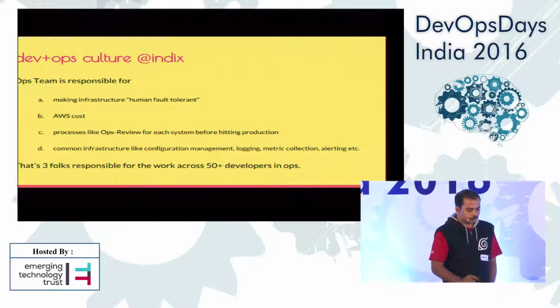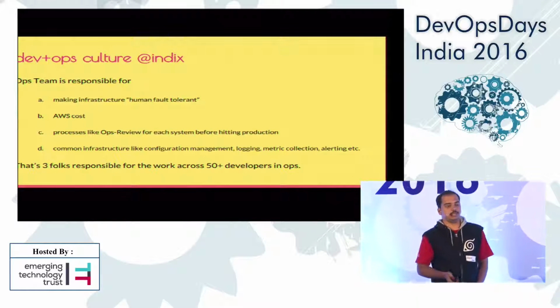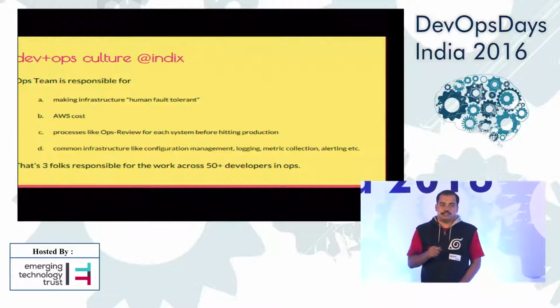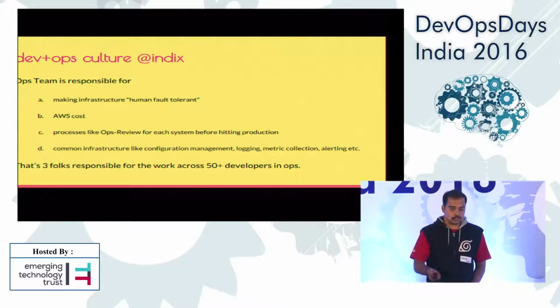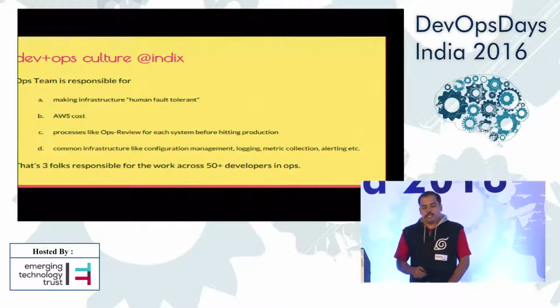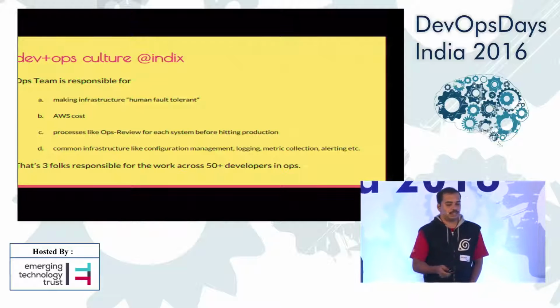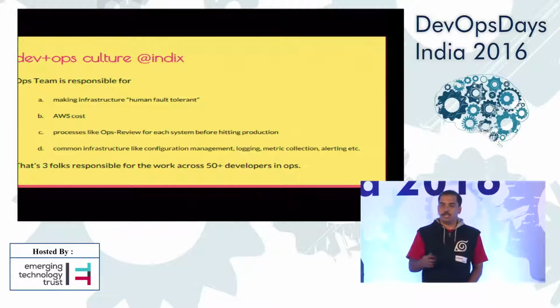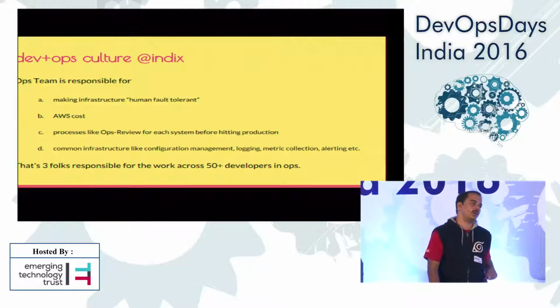And the Ops team also takes care of our AWS cost because we are completely on AWS, and being a startup, every single penny that we spend on infrastructure that's not useful is going to hurt us sometime in the future. The ops team also takes care of some processes, like a thing called ops review, where we come up with a huge checklist for every system before it goes live in production.